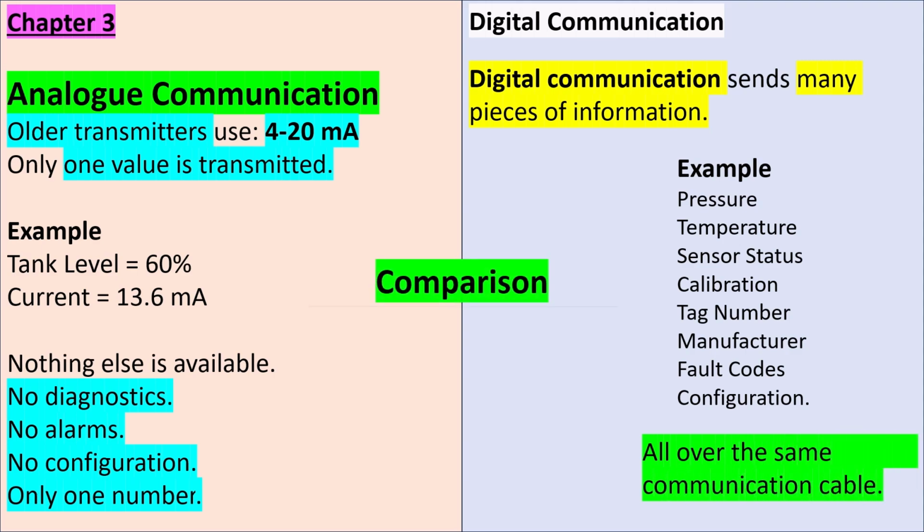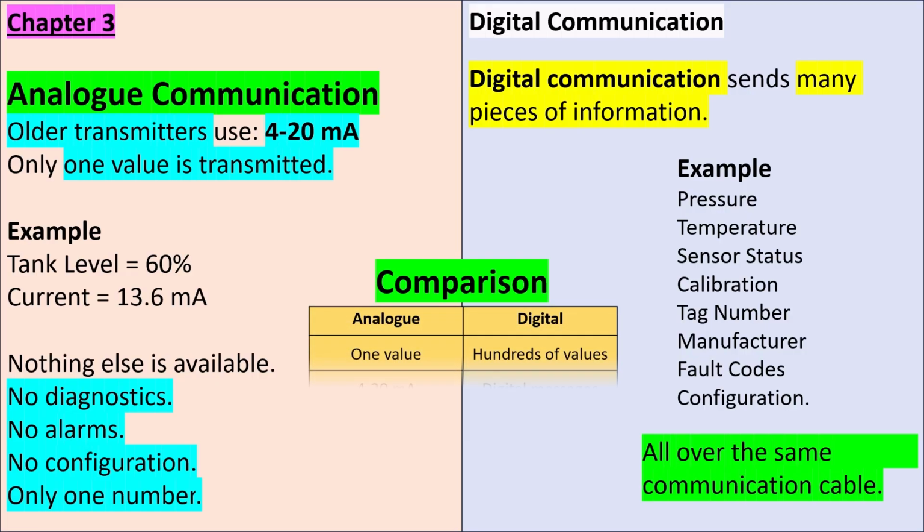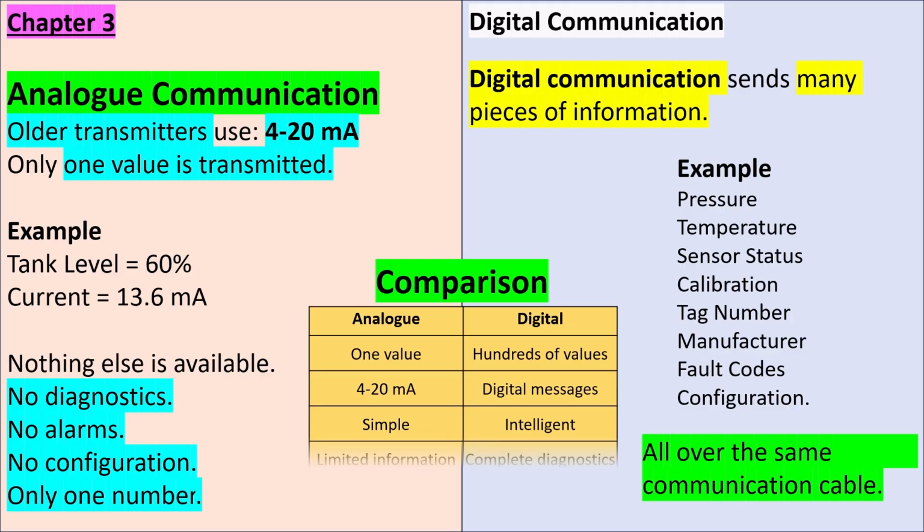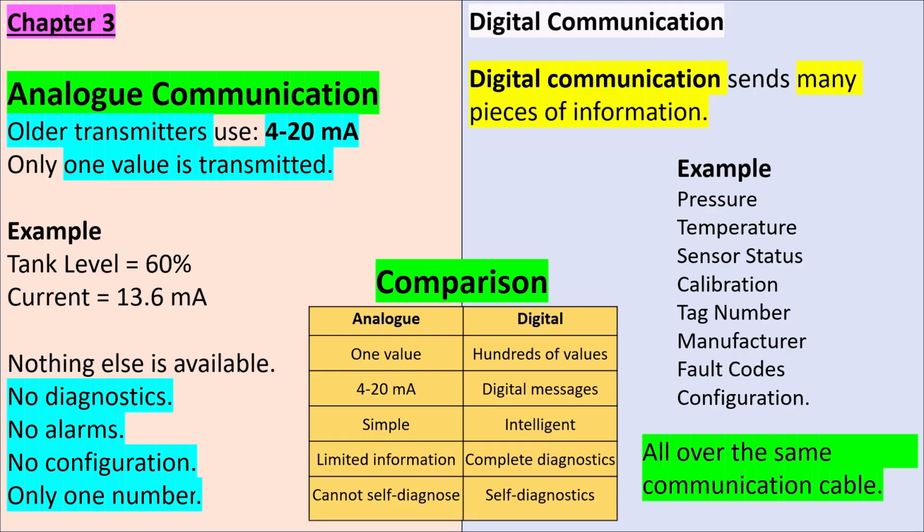Let's do a comparison. Analog versus digital. Analog has one value, digital hundreds of values. Analog 4 to 20 milliamps, digital messages. Analog is simple, digital is intelligent. Analog is limited information, digital complete diagnostics. Analog cannot self-diagnose, digital has self-diagnostics.